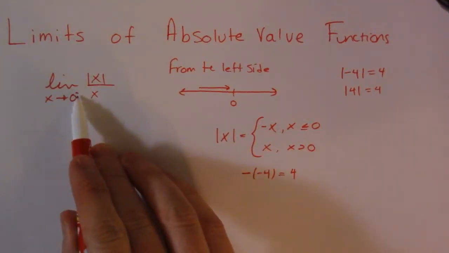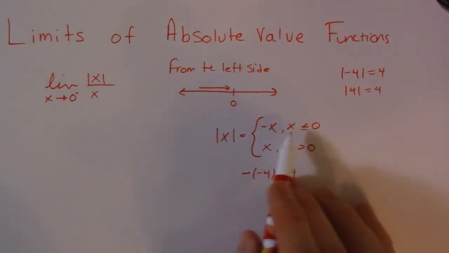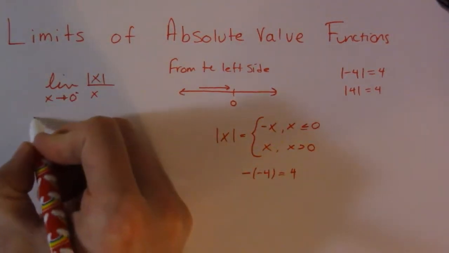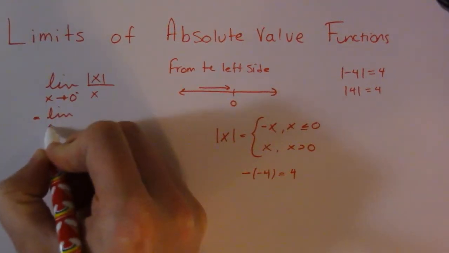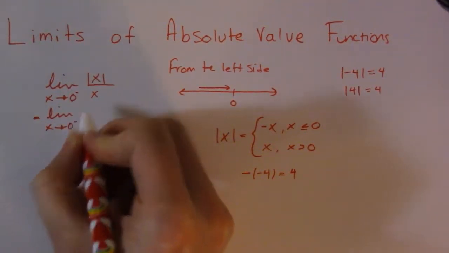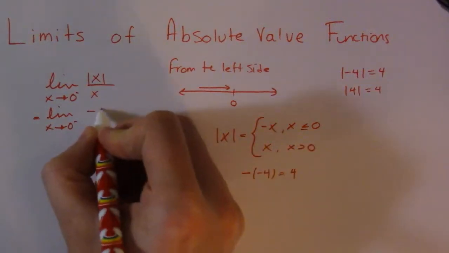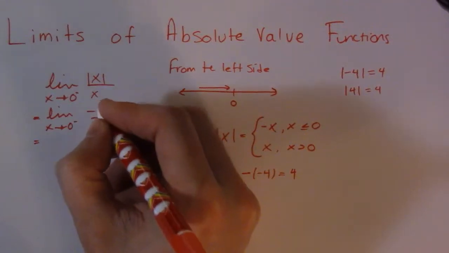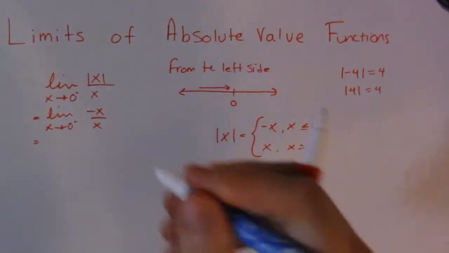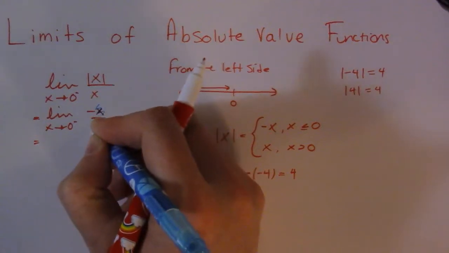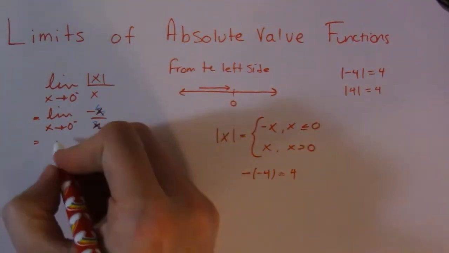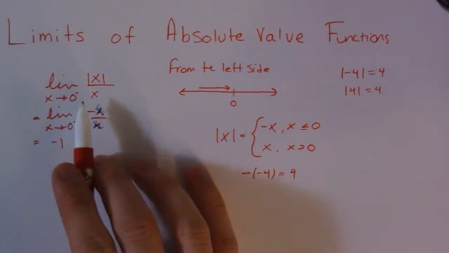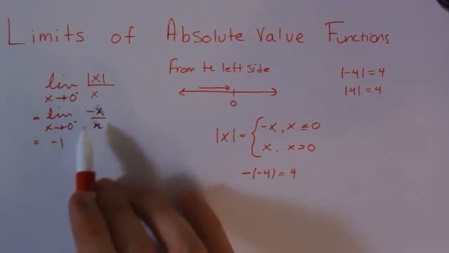Because it's from the left side, we want to pick the part of the absolute value function that has those numbers in it. So this is this part, negative x. We can change that absolute value symbol to negative x over x. What ends up happening is, of course, you get cancellation like you have in all your limit questions. This cancels with this, and all I'm left with is negative 1. So the limit as x approaches 0 from the left side is negative 1.